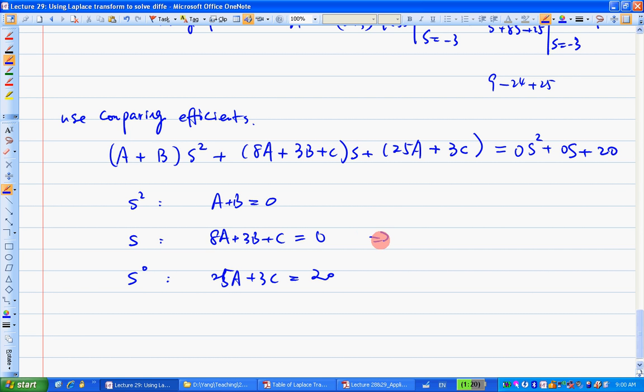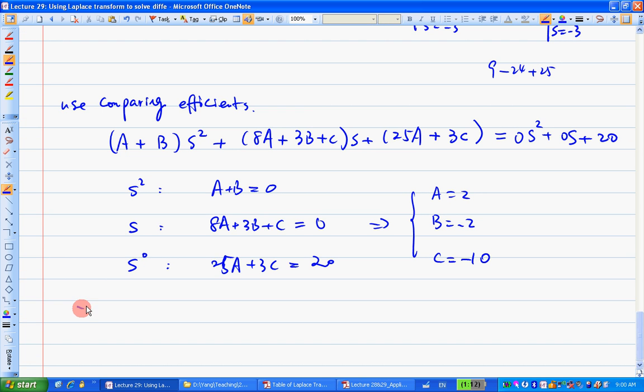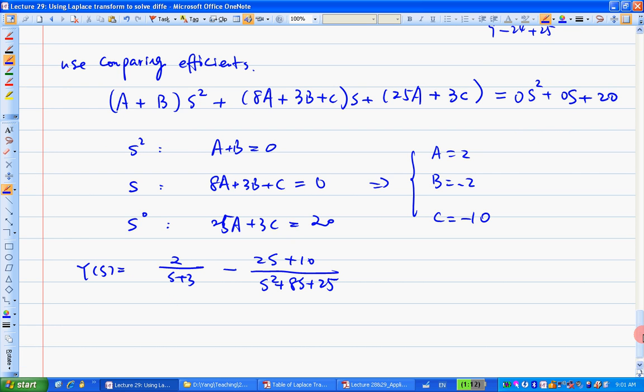So solving the 3, you should get A is 2, same as before, B is negative 2, and C is negative 10. Good. So which means I'm going to rewrite my Y of S now. That's 2 over S plus 3. B is negative, so there are 2 negative things here. So minus (2S plus 10) over S squared plus 8S plus 25.